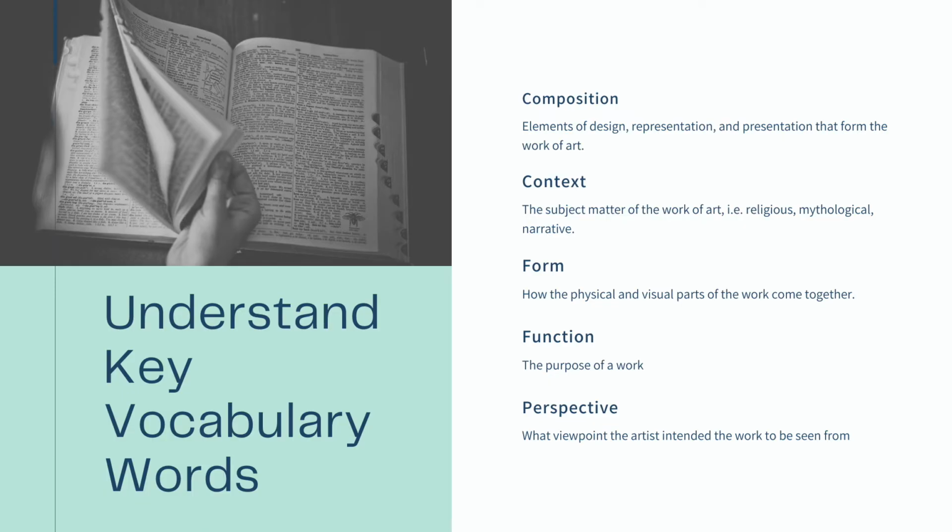works. They are as follows: composition, elements of design, representation, and presentation that form the work of art; context, the subject matter of the work of art, like religious, mythological, or narrative; form, how the physical and visual parts of the work come together; function, the purpose of the work; material, what the work is made of; and perspective, what viewpoint the artist intended the work to be seen from.